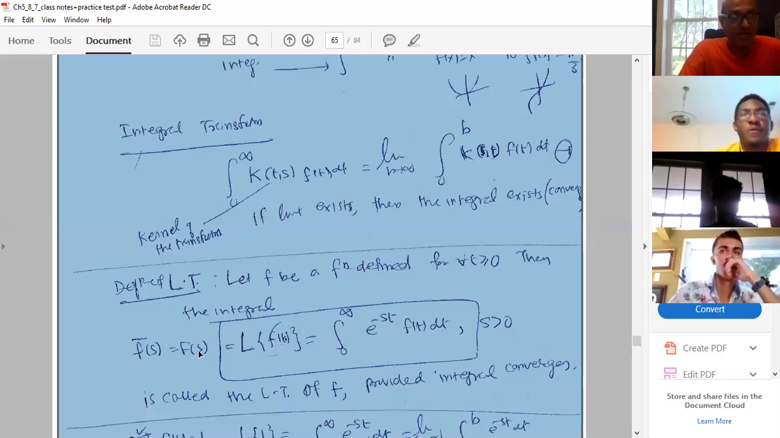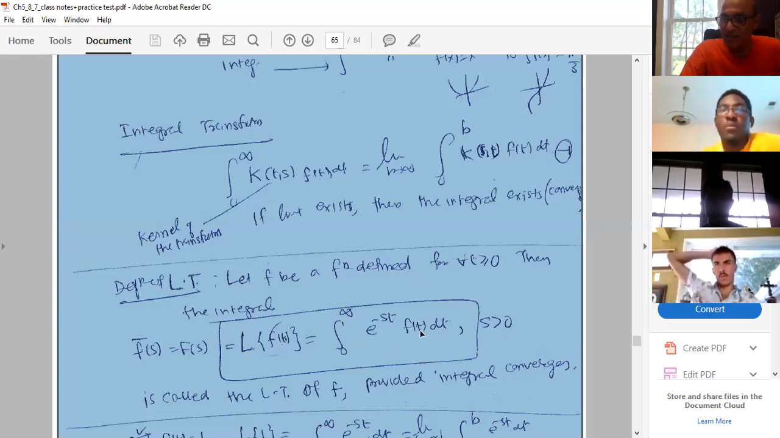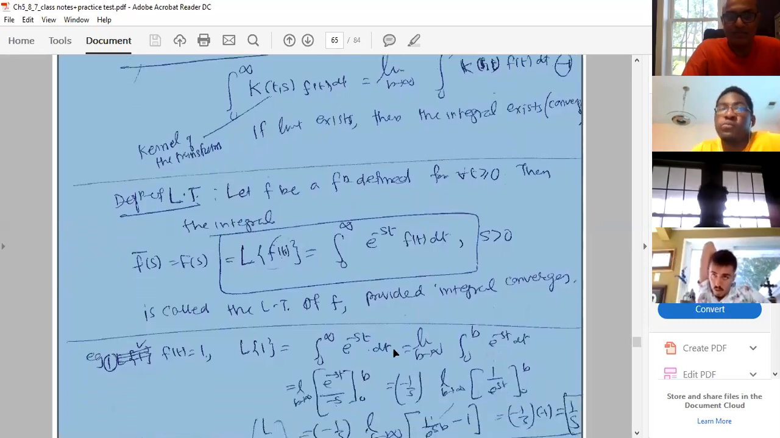Then the integral, f bar of s or capital F of s, or Laplace of f(t), is the integral from 0 to infinity of e to the power negative st times f(t) dt. This is possible provided this integral exists. Integral exists means the integral converges, right? If the integral diverges, you're getting infinity, making no sense.